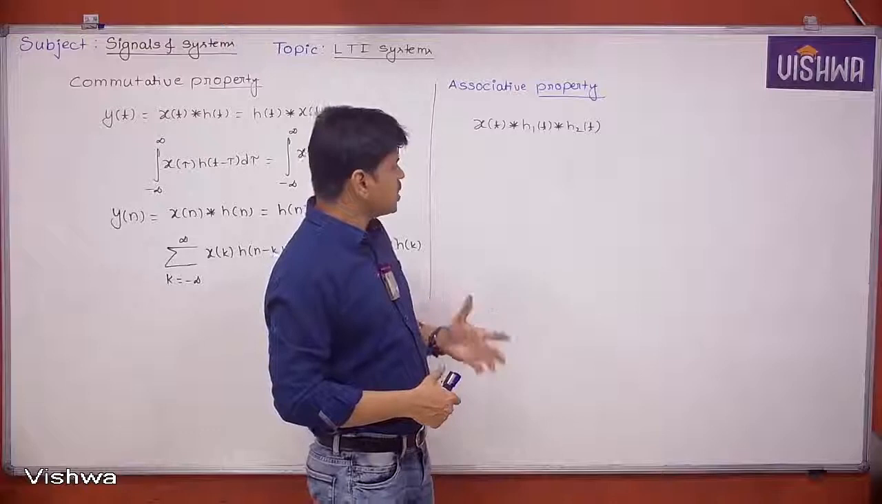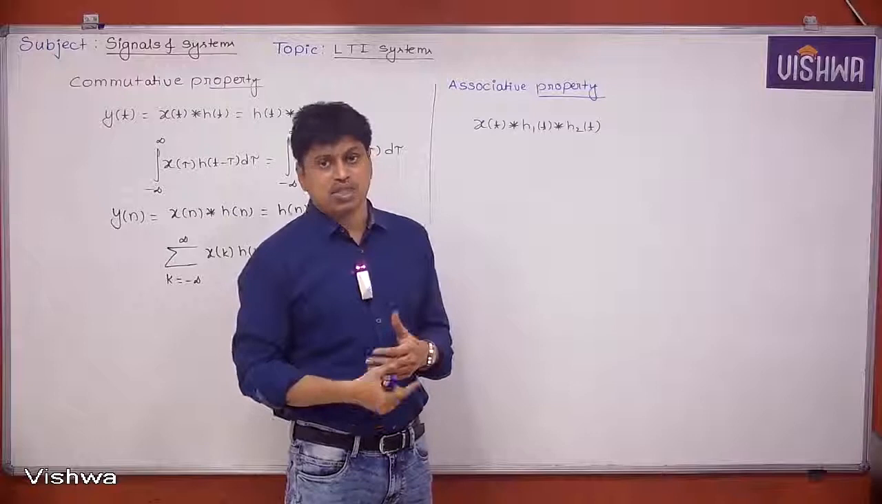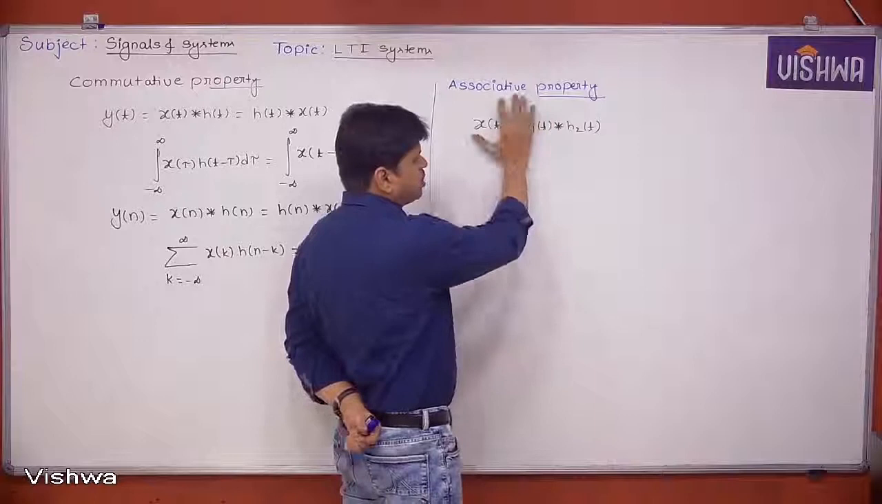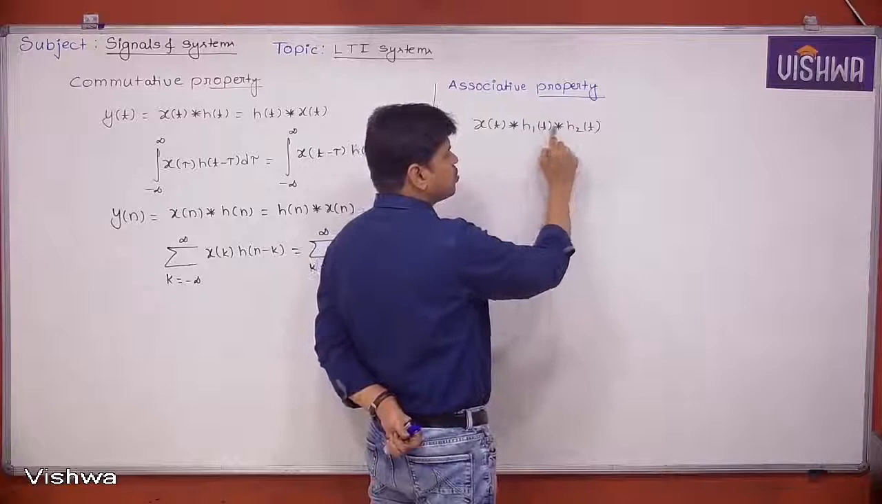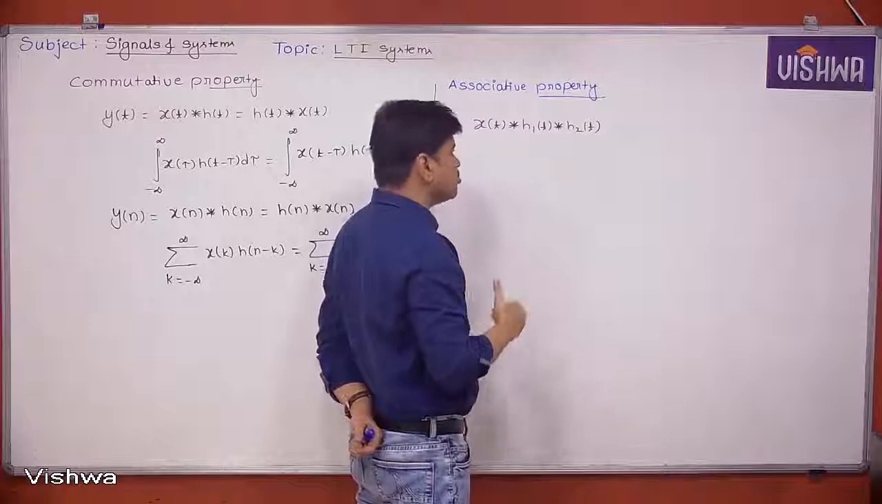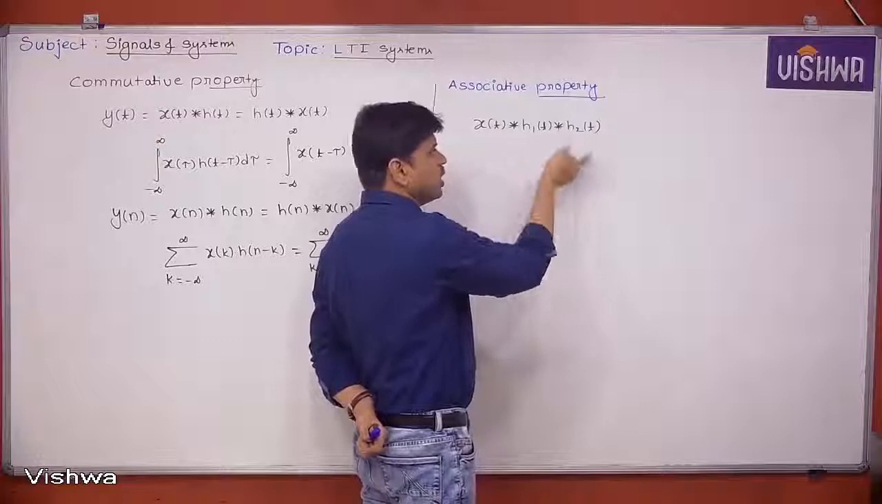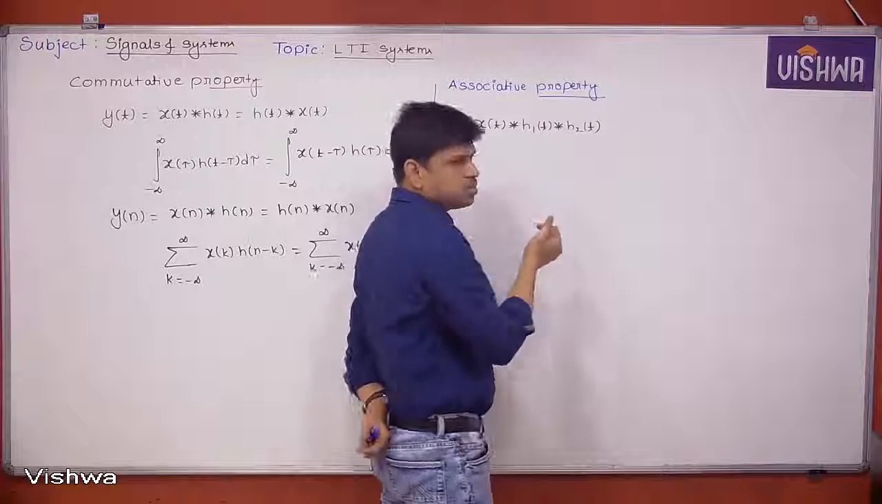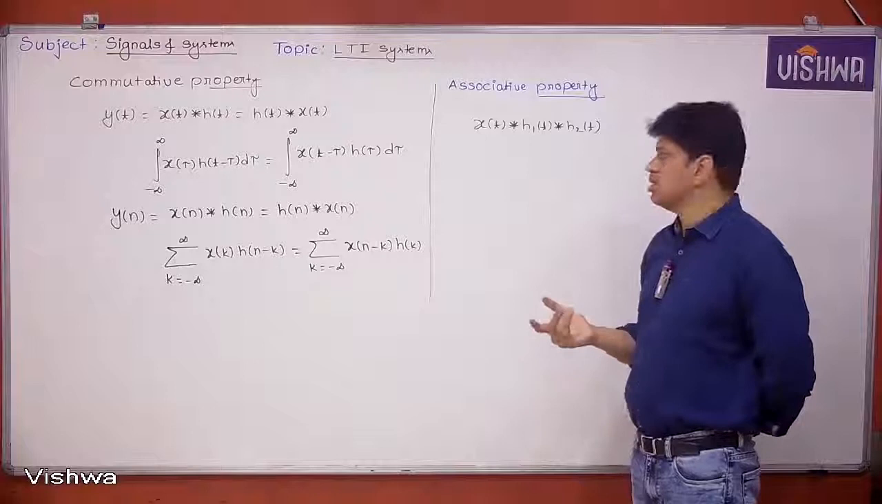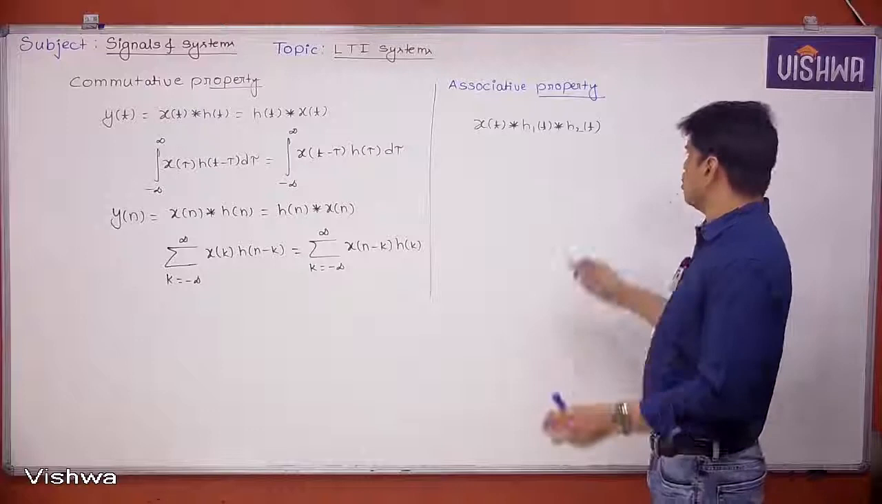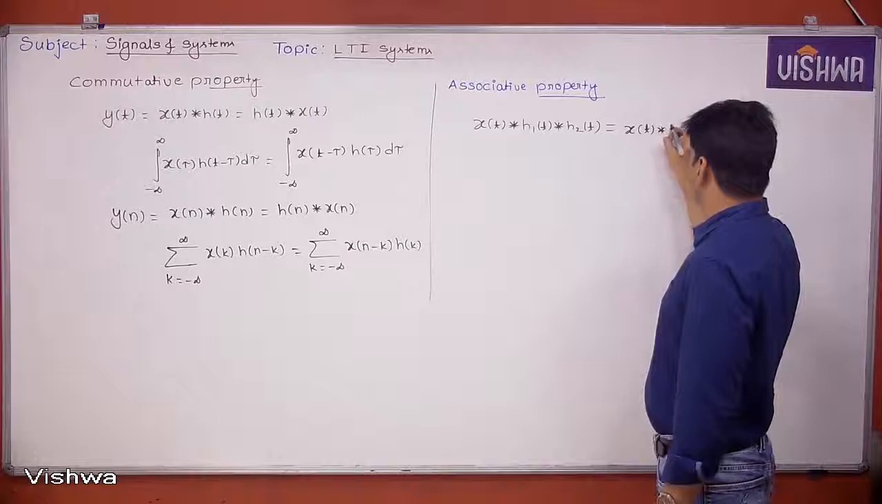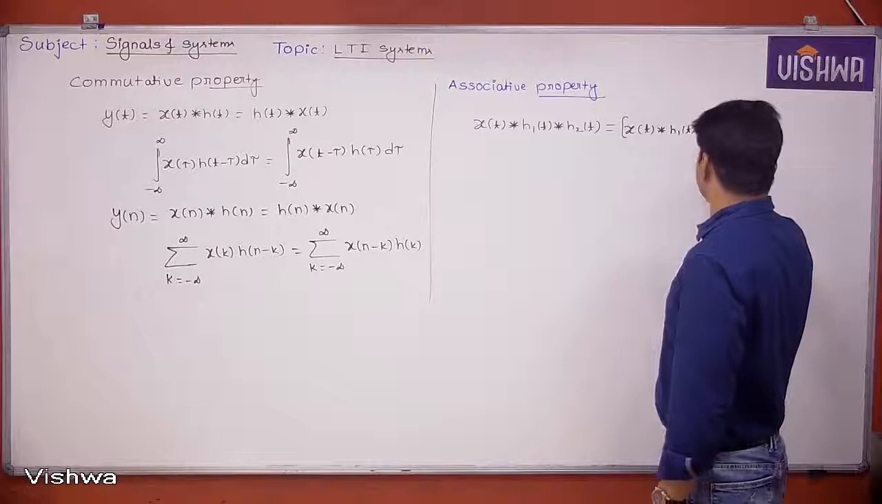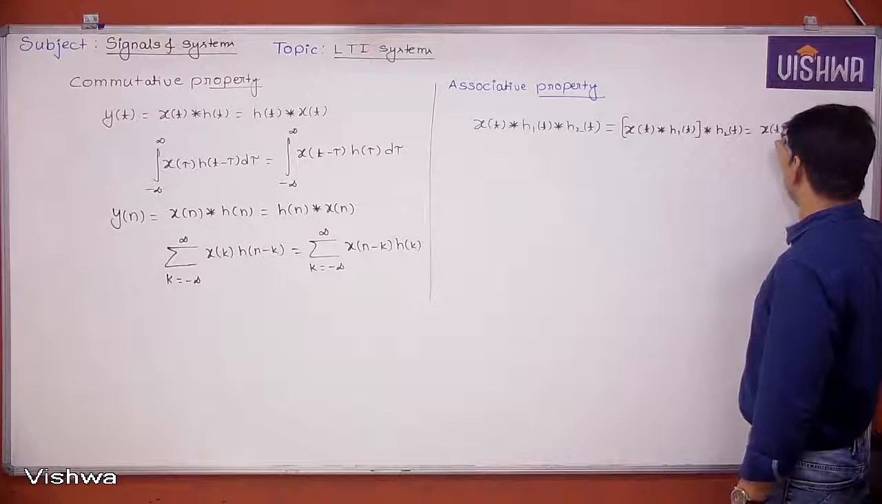So what the associative property says is that you can convolute any two signals first and then convolute with the remaining signal. Suppose you convolute x of t with h1 of t first, then this whole convolution with h2 of t; or first convolute h1 of t and h2 of t, then convolute the result with x of t. Or you can convolute x of t and h2 of t, the last two, then convolute with h1 of t, because the commutative property says we can exchange them. So you can do convolution for any two signals first, then convolute with the other signal. That is the meaning of the associative property. So x of t convolution with h1 of t, whole convolution with h2 of t, is equal to x of t convolution with h1 of t convolution with h2 of t.